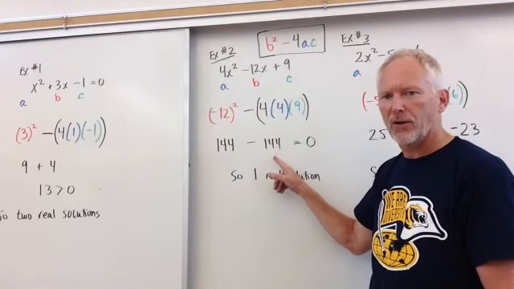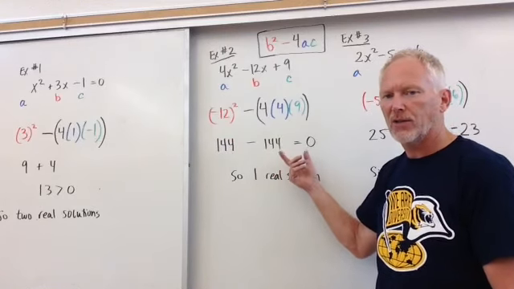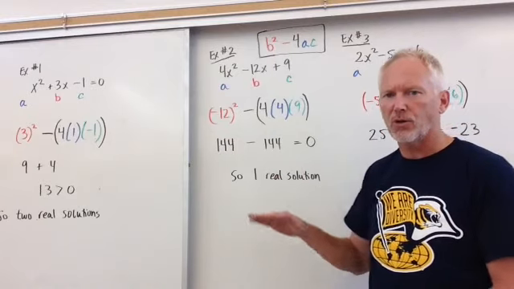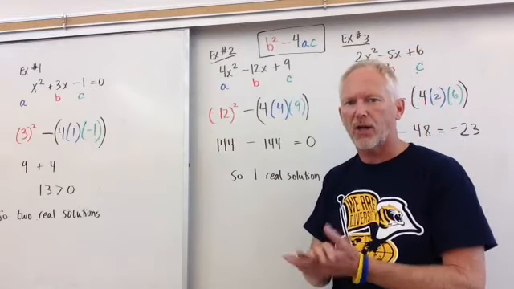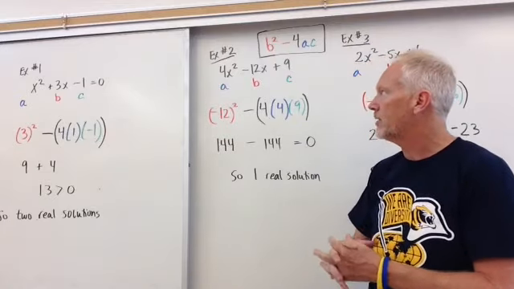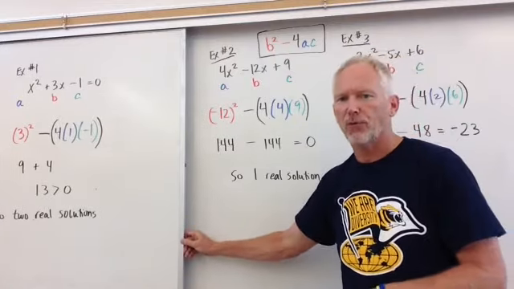Subtracting 144, we actually get 0. So in this case, there's one real solution. So when we graph that, if you were to punch that in your calculator, you would see that it probably skips off the x-axis, and so forth.